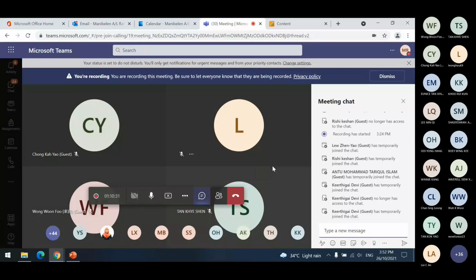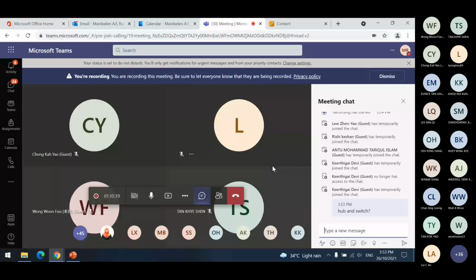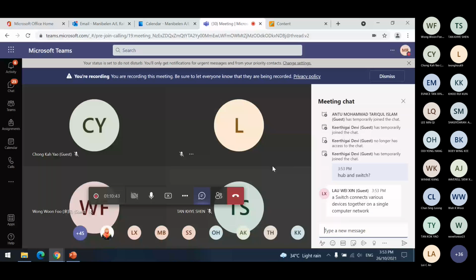Anyone? If you still remember what we have covered during the diploma level, give me the answers. Okay, I have one answer. Switch connects various devices together on a single computer network. Hub is not doing that, is it? How is hub different?